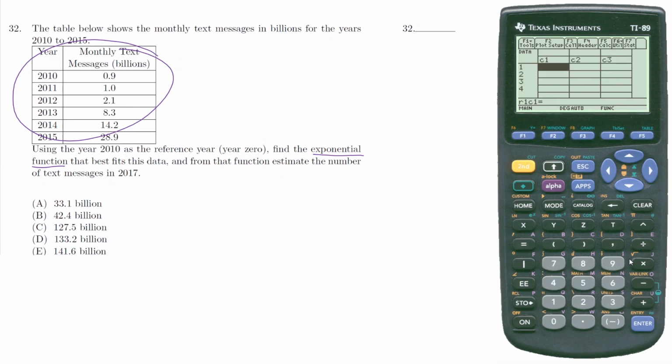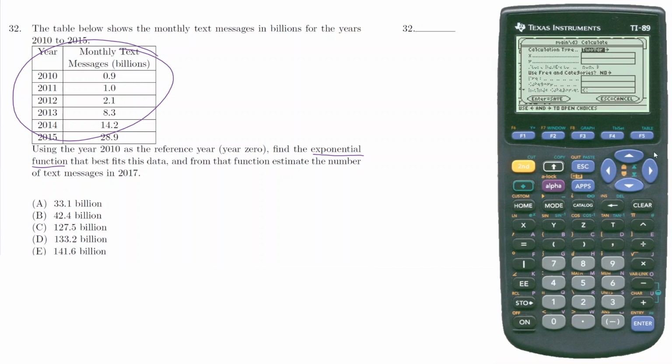So I just type it in. For years, I type 1, 2, 3, 4, 5, and 6. These are the 6 years I got. And here I have to type the rest: 0.9, 1.0, 2.1, 8.3, 14.2, 28.9. Here I mistyped it, so 14.2. Now what I have to do is the actual function. Instead of 2-Var, I'm using exponential regression. And in here, I'm typing C1.